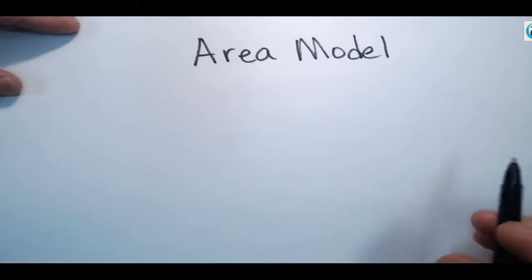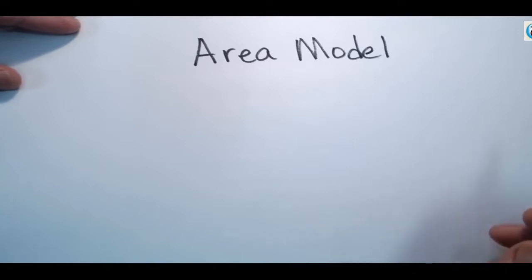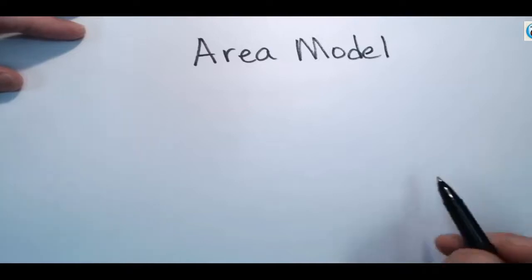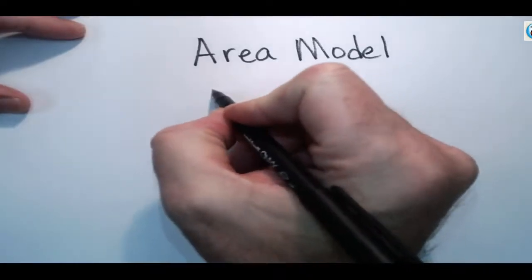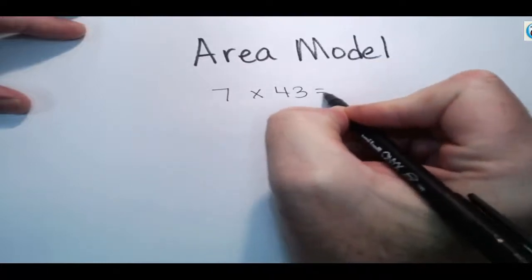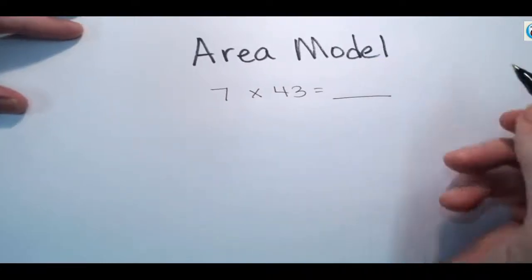As we move forward, we will, of course, discuss the standard algorithm. This is just a way of breaking down multiplication of those larger numbers so that the kids can understand it just a little bit better. So let's jump right in. Let's go with like 7 times 43. So we're trying to find 7 times 43.